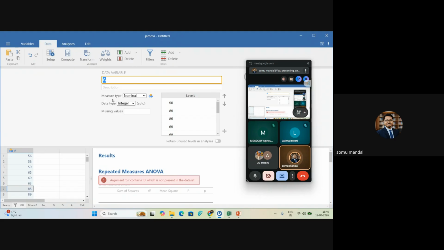Look here, measure type, nominal. Click on the drop down: nominal, ordinal, continuous. Interval data and ratio data are considered continuous variables, so definitely your value is in a continuous format. You may consider integer values or decimal values. Integer values are like 56, 57, 58, 59, 65, 69. If your data set has values like 56.75, 59.35, then you consider the decimal.